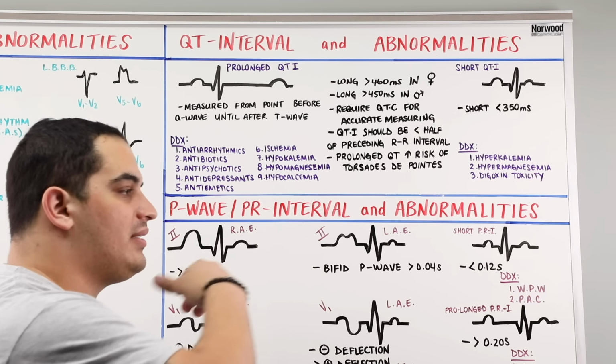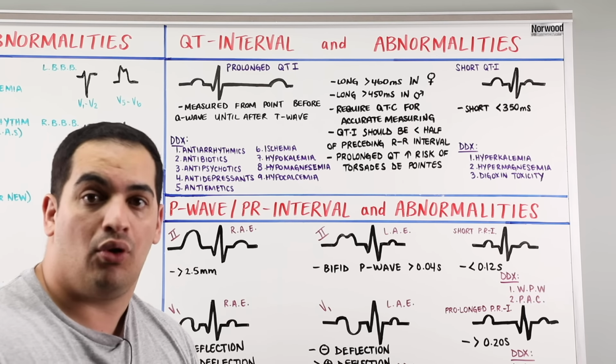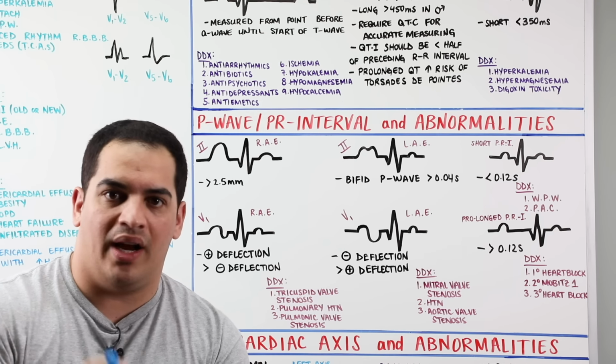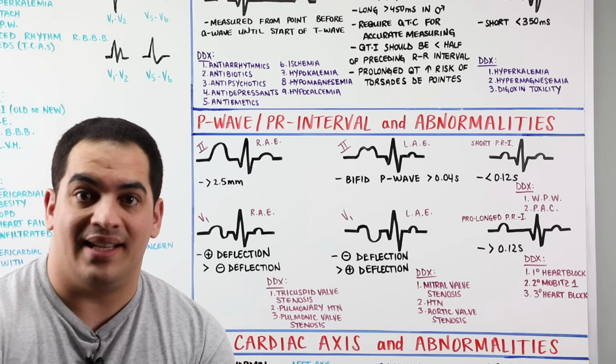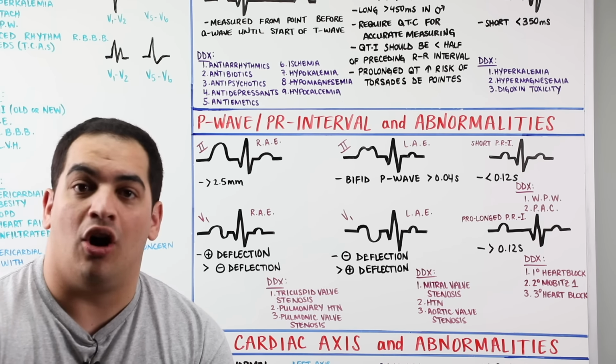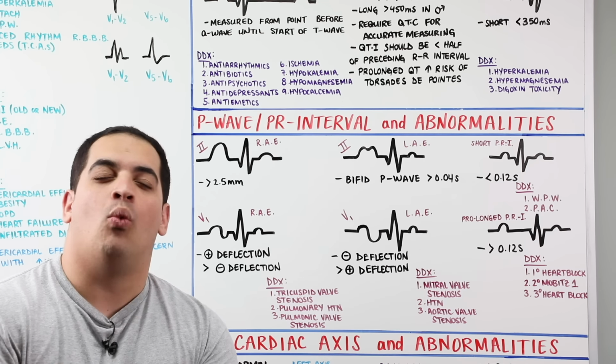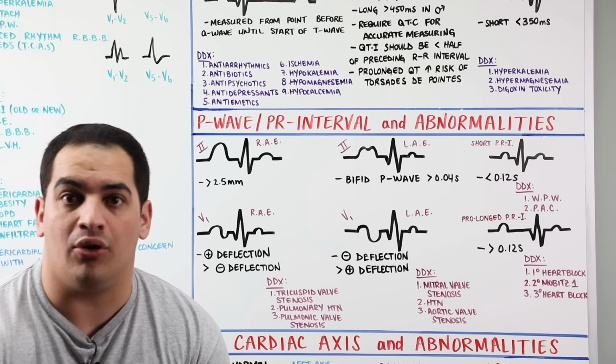Now let's go ahead and talk about the next thing, which is the P wave, PR interval, and any abnormalities present there. Our systematic approach is, what's the rate, what's the rhythm? Is the ST segment elevated or depressed? Are there any T wave abnormalities? Are there any QRS wave abnormalities? What's the QT interval? Is it prolonged or is it short?